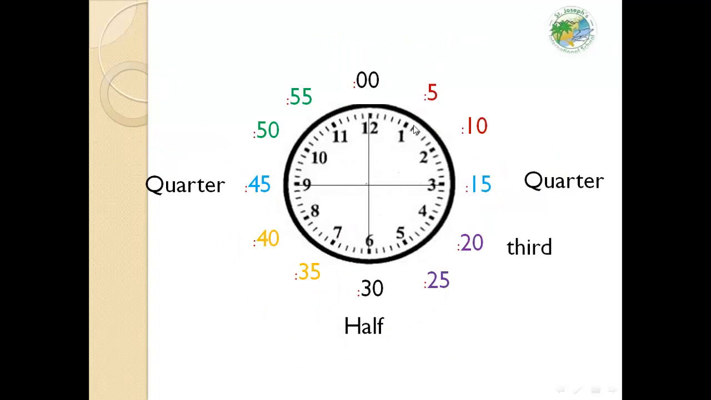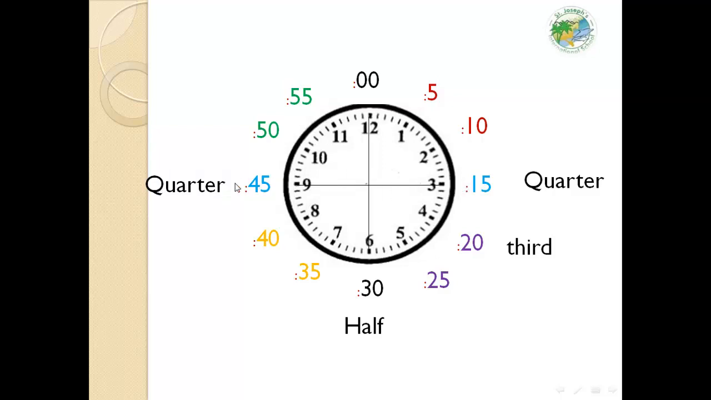Now, I have a clock here. Some numbers here have names. 15 minutes, at 3, its name is quarter. 4 is 20 minutes, it's called third. 6 is 30 minutes, half. 45 minutes here at 9 is also a quarter.